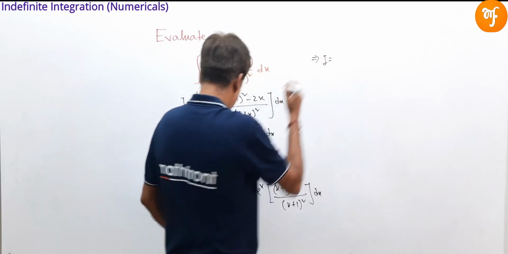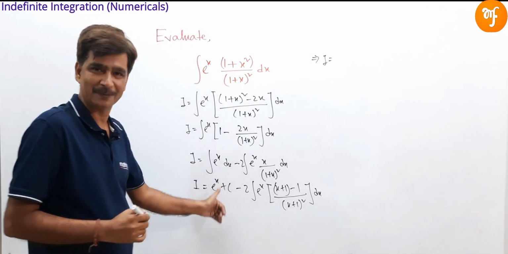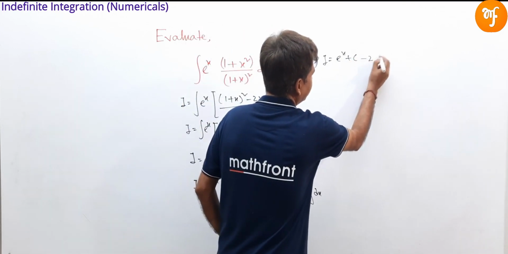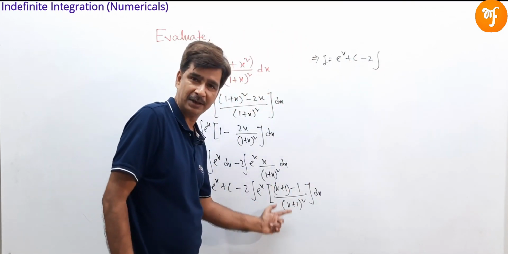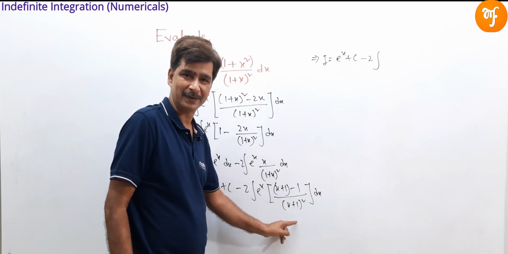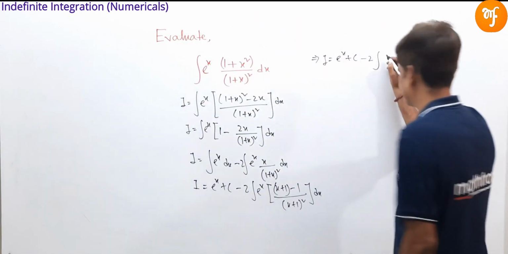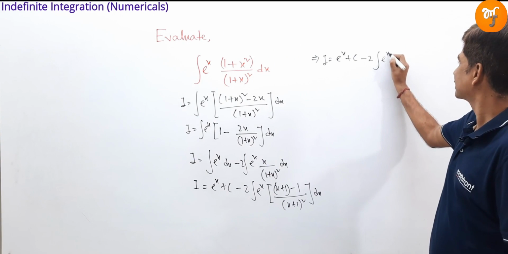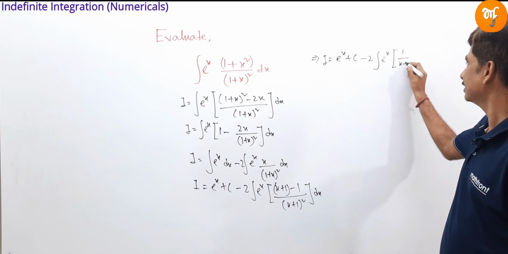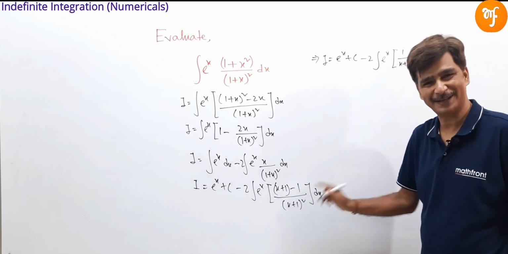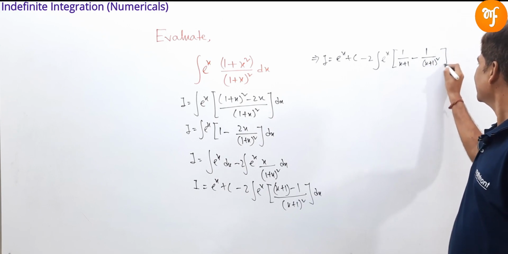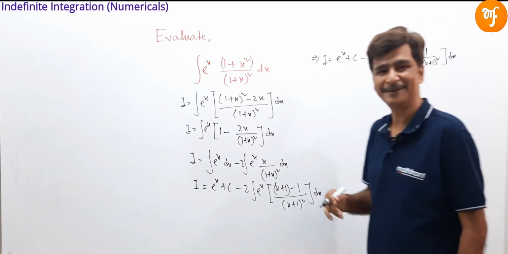So I is equal to e to the power x plus c minus 2 into the integration of (x plus 1) divided by (x plus 1) whole square, that is 1 divided by (x plus 1) minus 1 divided by (x plus 1) whole square. So we are writing this as e to the power x into (x plus 1) by (1 plus x) whole square, that is 1 divided by (x plus 1) minus 1 divided by (x plus 1) whole square. So this is 1 divided by (x plus 1) whole square. Okay, this into dx. Is it clear?